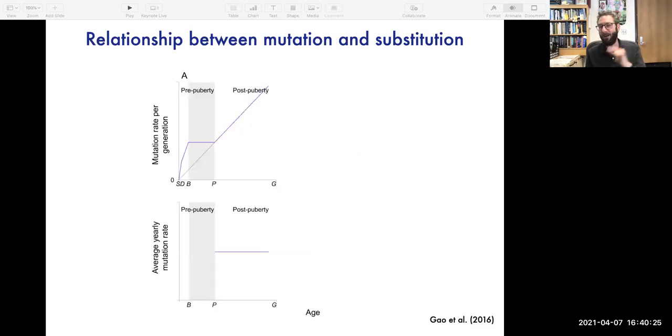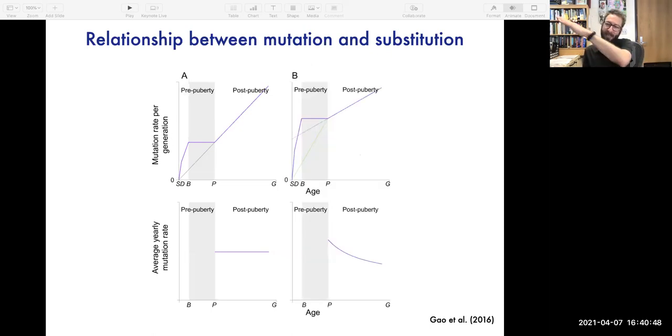Actually, I forgot: Molly Zavorsky has a paper that says it much more elegantly than I just did. But we can use my words, which is that if we stretch this line of accumulation during post-puberty down and it goes through the origin, the rate of substitution on the bottom is flat. It does not change with age.